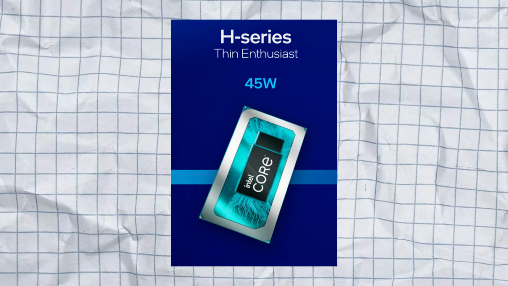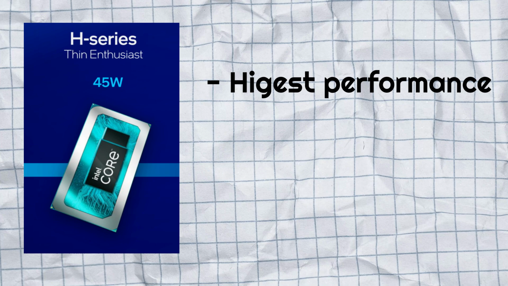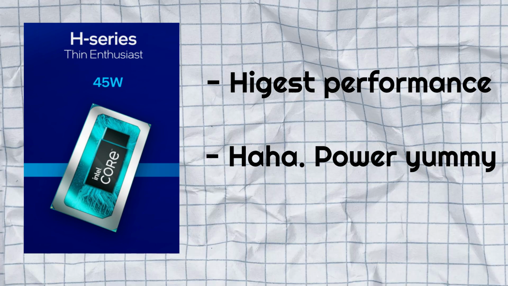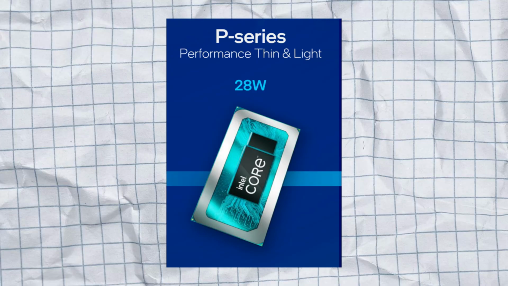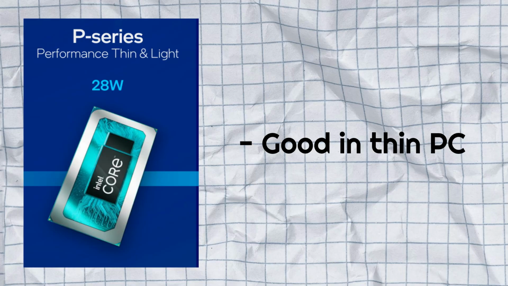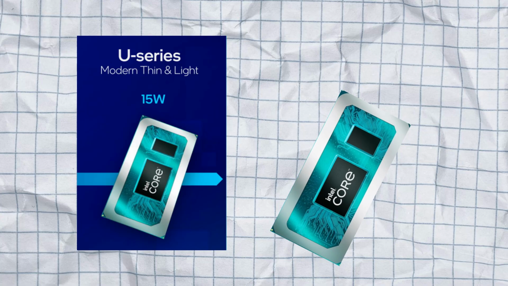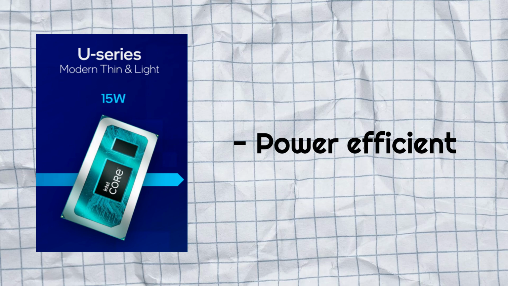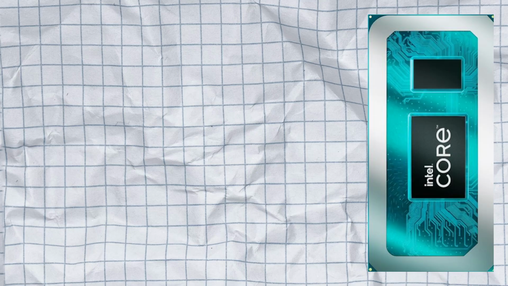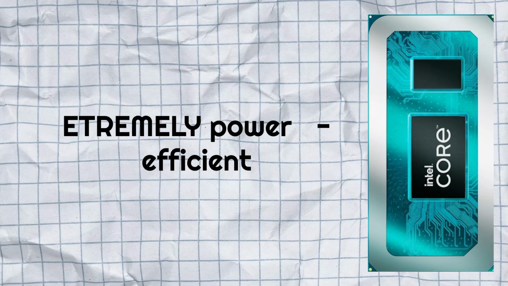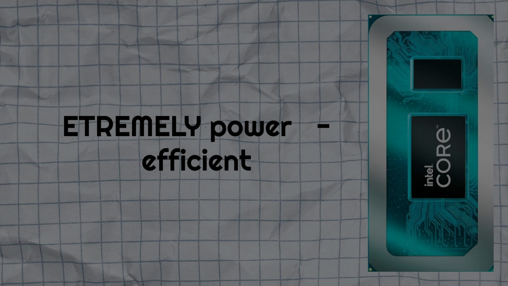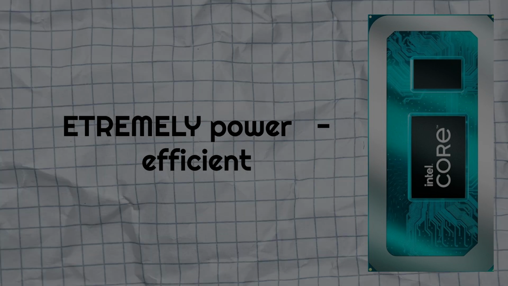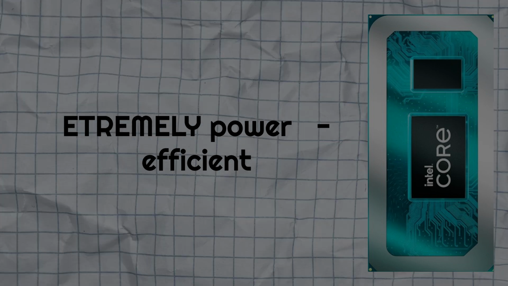The chips with the H suffix are optimized for the highest performance possible at the cost of power efficiency, and are unable to be overclocked, unlike the HX and HK chips. Meanwhile, chips with the P suffix are optimized for better performance in thin and lightweight laptops. Now there are the chips with U and Y suffixes. Chips that contain U means that it is power efficient. Meanwhile, chips that contain Y are extremely power efficient, meaning they are able to be used to full capacity even at the lowest power consumption. Editor's note here, the full capacity isn't actually that much because it uses almost no power.